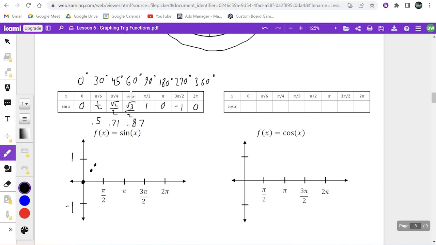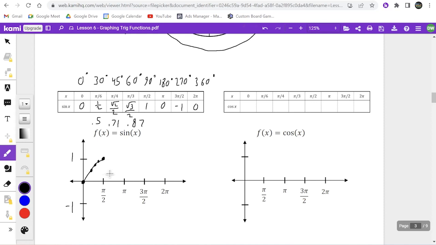Then pi over 3, root 3 over 2, that's going to be like this point right here. And finally, we get to pi over 2, 1, that's this point right there. And so at least if I were to graph this first portion, if I were to connect the dots, it's going to look like this. It's going to be a little bit curved, and it's going to, I guess you would say, plateau at 1. Like, it's not going to get any higher than 1.